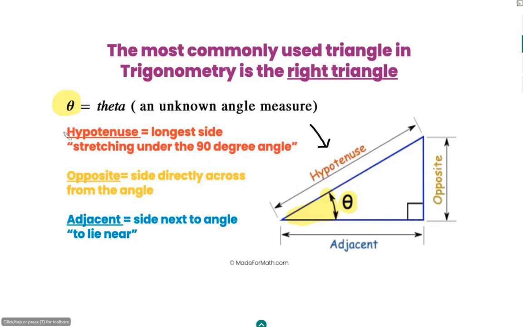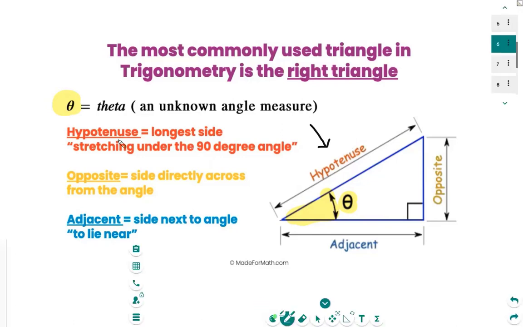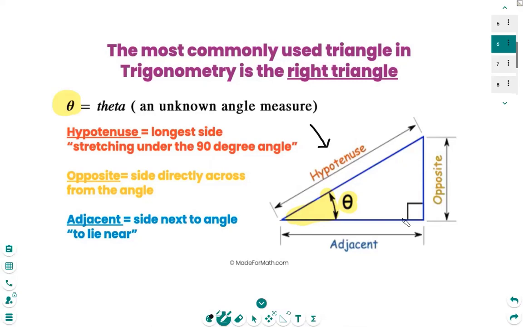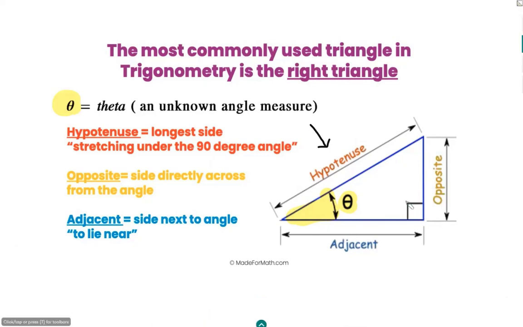Now, if you are familiar with right triangles, you probably already have heard of the term hypotenuse. Hypotenuse is the longest side on our right triangle. If you look at the root word of hypotenuse, it actually means stretching under the right angle. I like to think of it more as stretching across from the right angle, because as you can see, depending on how the triangle is turned, it may not always be under the right angle.